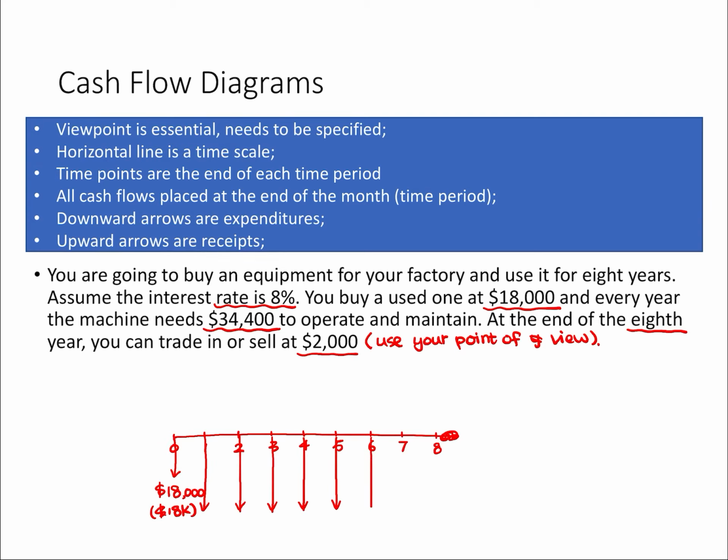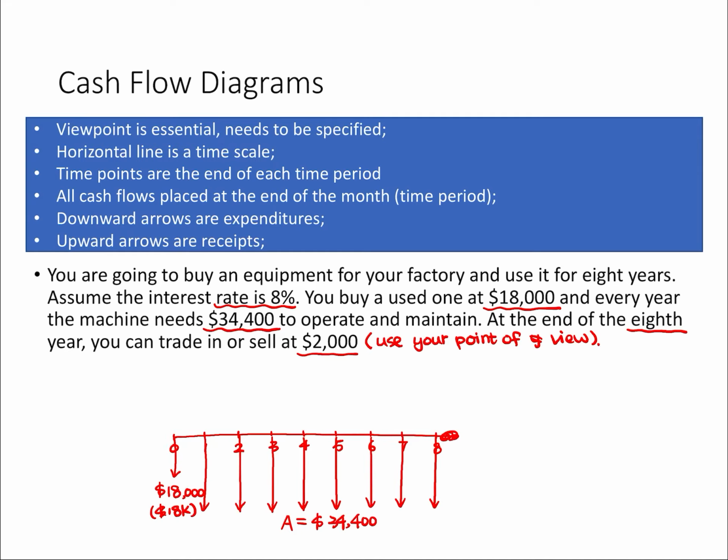Okay, and they are annuities, right? They are the same amount, so it's the same length, at the end of every year, even including the last year. So the arrows go up to year 8. And the amount, you can write it as A because it's the same annuity, equals 34,400.